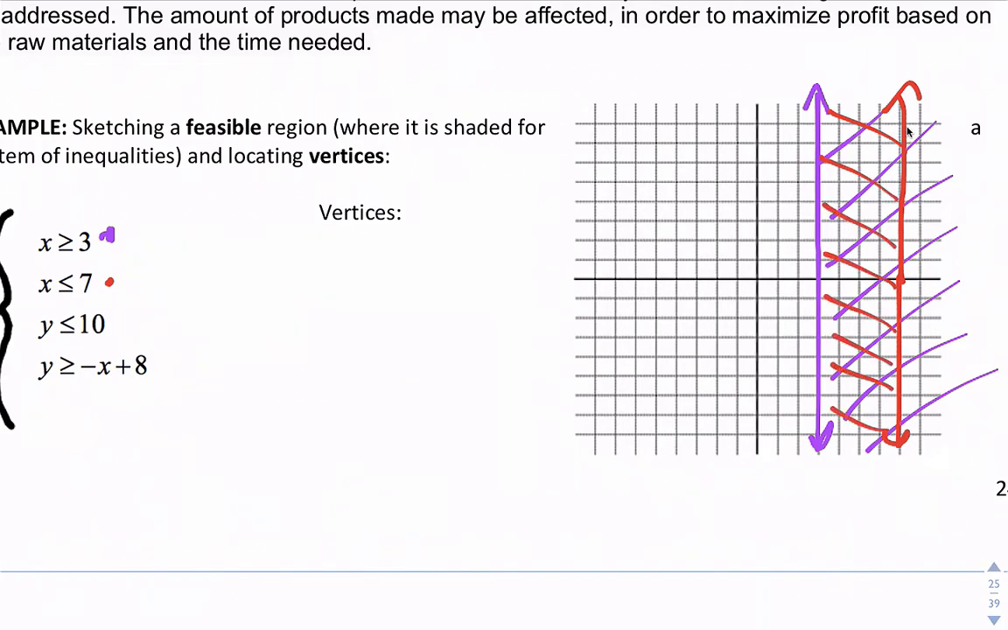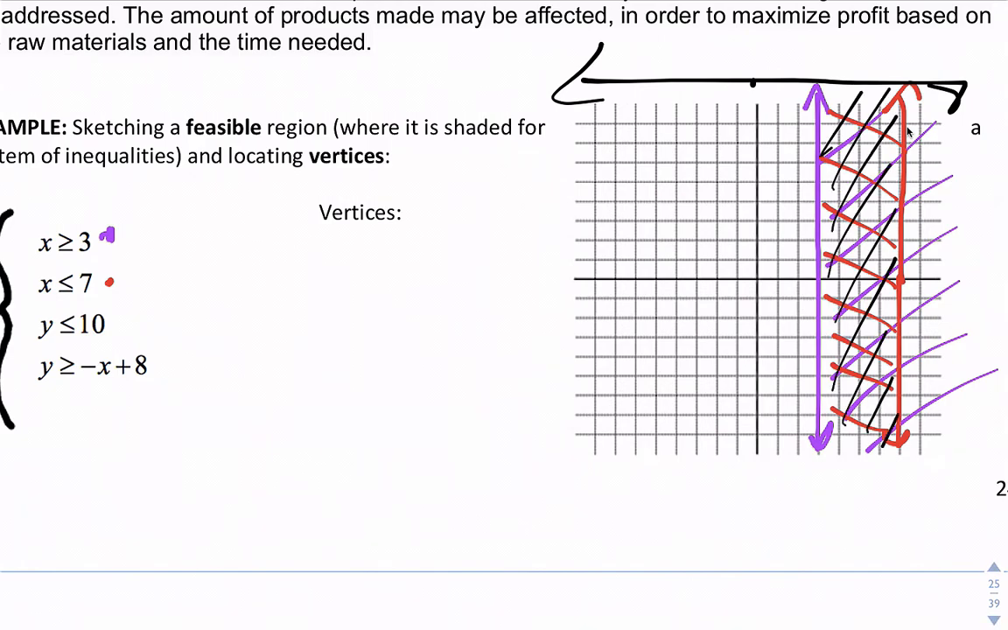Okay, next, let's graph where y is less than or equal to 10. So I'm going to find 10. 1, 2, 3, 4, 5, 6, 7, 8, 9. So 10 is up here somewhere. So we want to know where y is less than or equal to 10. Again, it's everywhere, but we're only going to shade in the region that's already shaded. So we're going to triple shade this region.